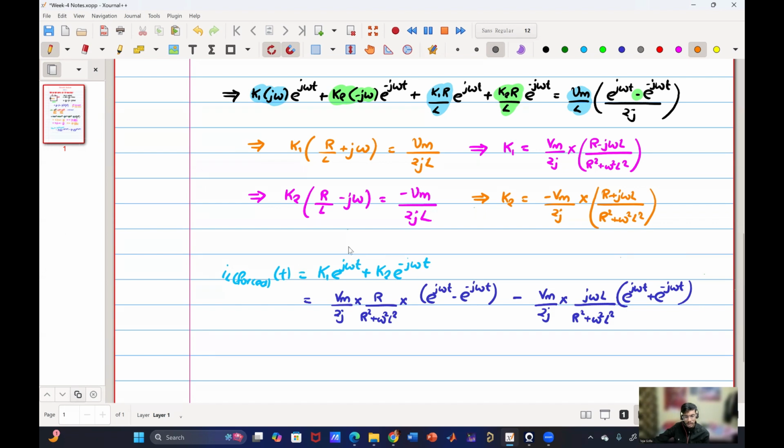Okay, one thing. Are you writing with pen and paper? Yes, sir. Okay, can you just write this expression in this K1 and write this expression in this K2, and then the first term, the constant term, r by r square plus omega square L square, in these two terms, you segregate it. So Vm by 2j will be common and r by r square plus omega square L square will be common. Then you will get this term. And then the second term, you take common j omega L by r square plus omega square L square in the first term as well as second term. Then you will get this expression.